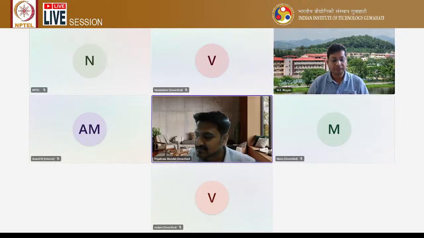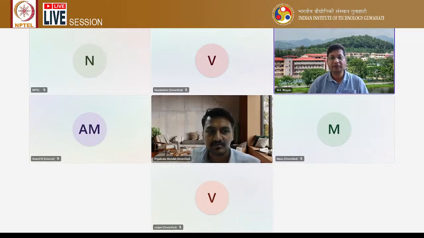Sir, region splitting and merging are the same thing. This is also comes under Clemens clustering. No. Region split is different. It is different. Okay. It is different.